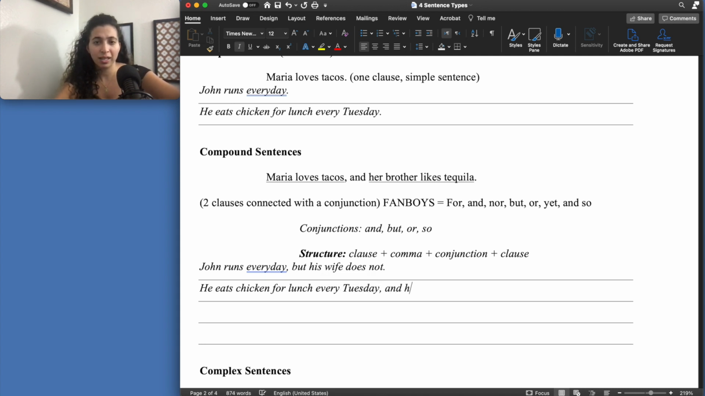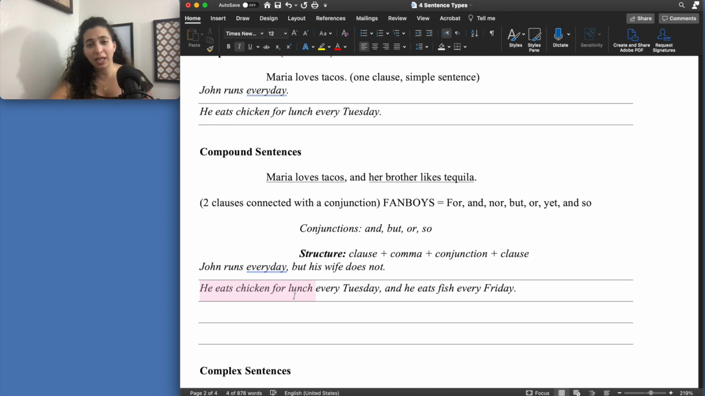And he eats fish every Friday. Okay? So what do we have? John runs every day. That's an independent clause. His wife does not. That's also an independent clause. They are put together by a coordinating conjunction, which in this case is but.